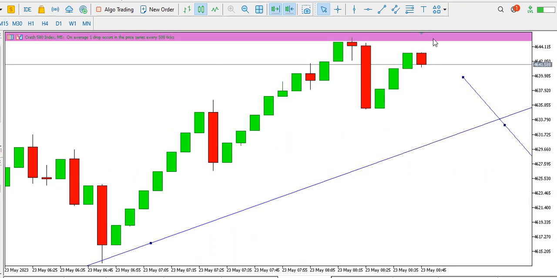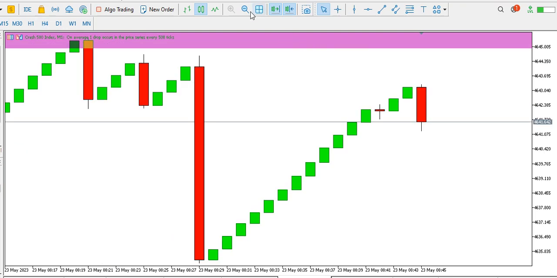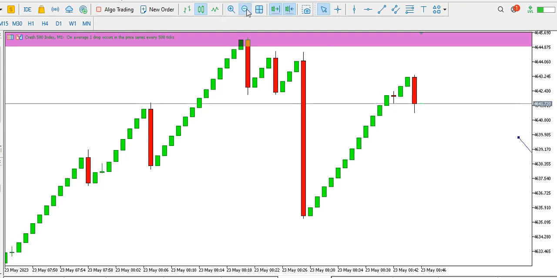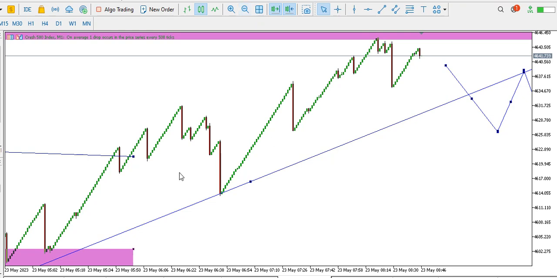Look at the 5 minutes time frame, it's still buying, although we are in a range right now, but at the end of it all, I believe it's going to go up. On the 1 minute time frame, we are still in the range, and I believe Crash 500 Index should go up. So if you want to trade Crash 500 Index, consider buying.